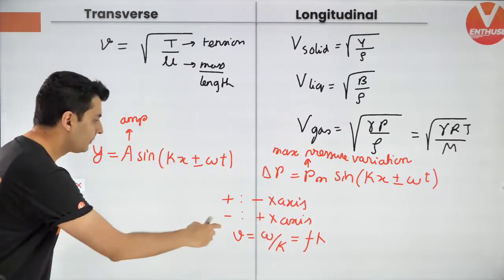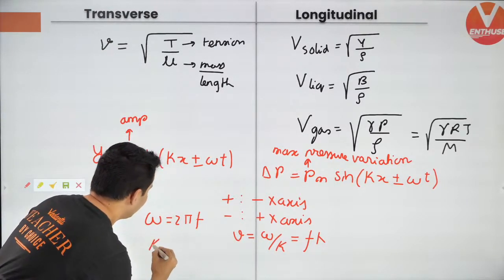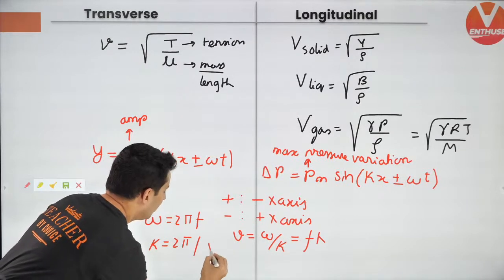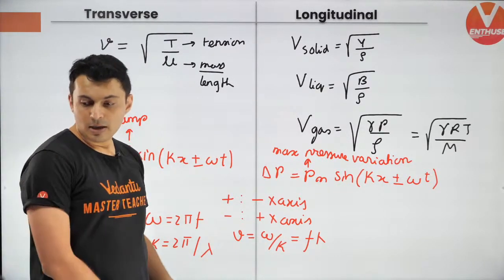One more thing that is common. Omega is 2 pi f and k is 2 pi divided by lambda. All important formulas.